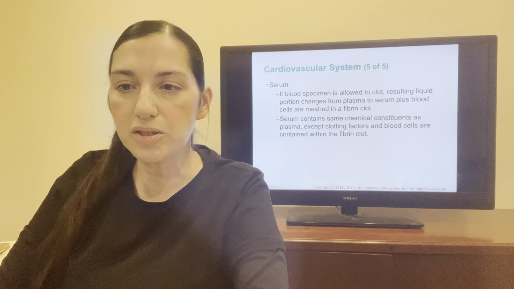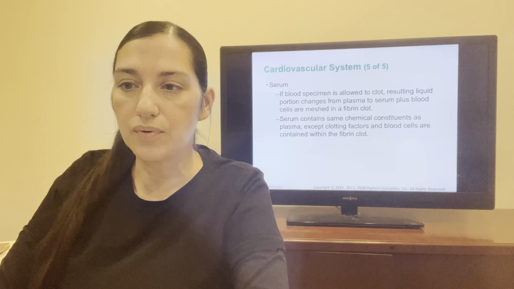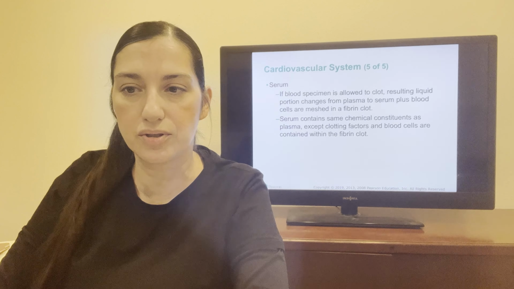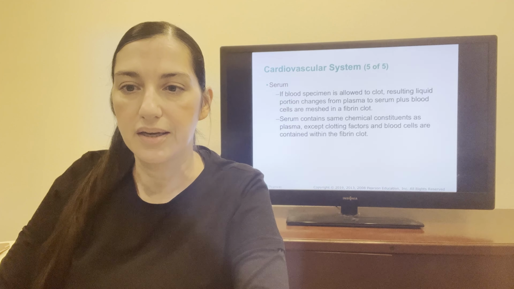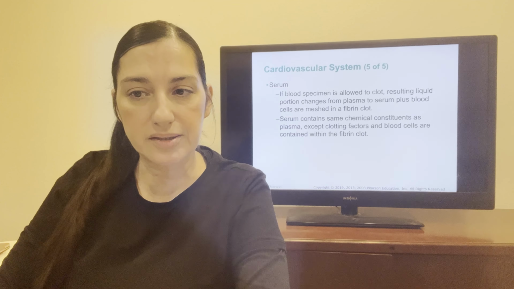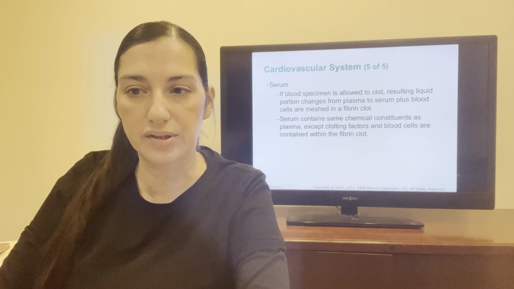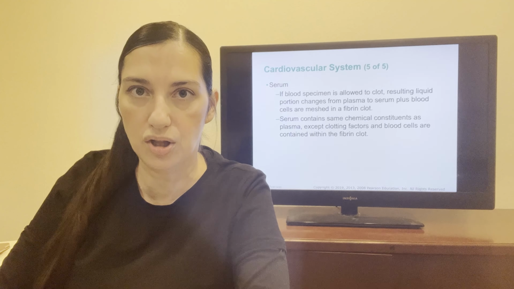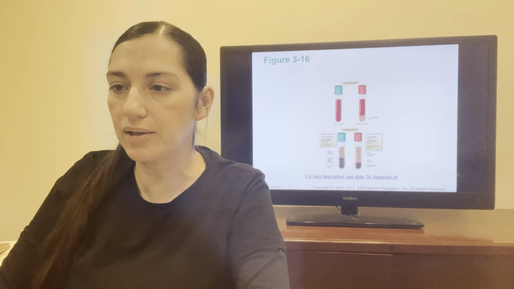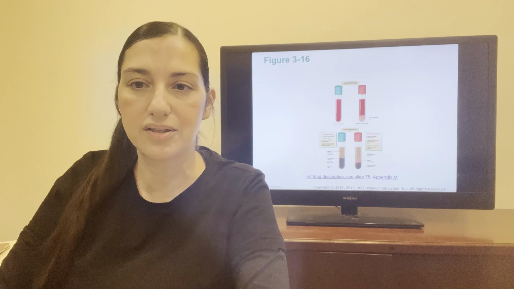Serum. If a blood specimen is allowed to clot, the resulting liquid portion changes from plasma to serum, plus blood cells are meshed in a fibrin clot. Serum contains the same chemical constituents as plasma, except clotting factors, and blood cells are contained within the fibrin clot. Blood specimens with and without anticoagulant before and after centrifugation.